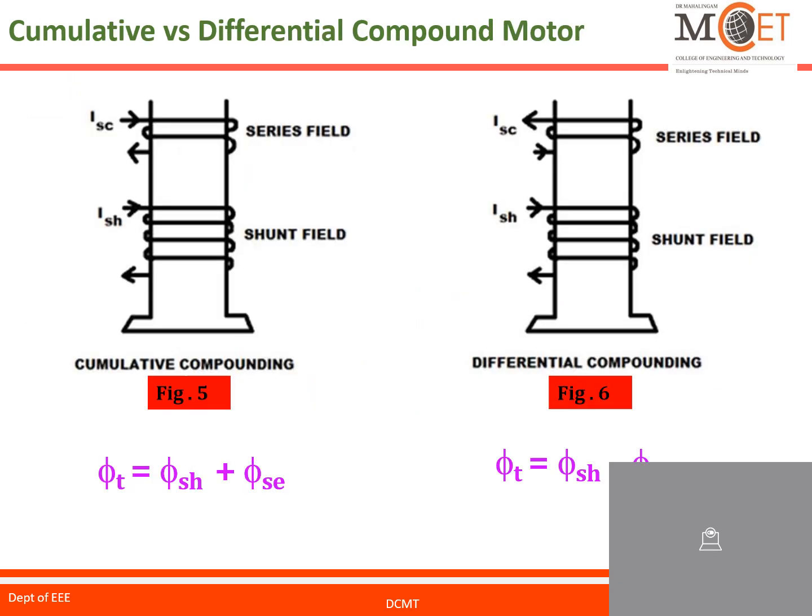Then another one, what is the difference between cumulative and differential compound motor? See that in a cumulative compound motor, the series field supports the shunt field, because this is series field, this is shunt field, so you have two windings. You see the current direction: this is like this, also like this. So the series supports the shunt field. Therefore, the total flux equals shunt flux plus series flux.